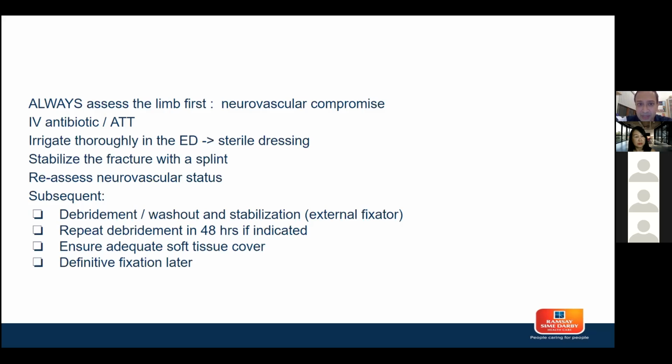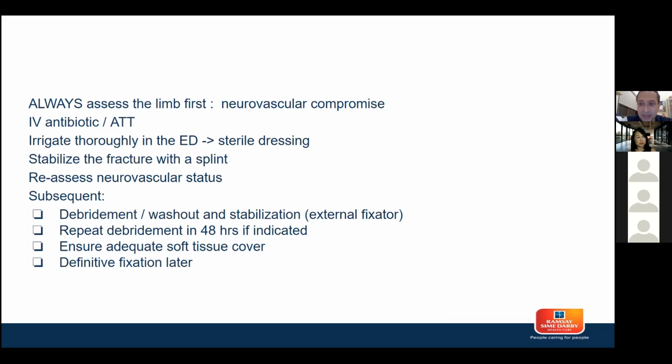So you have to assess whether the distal circulation is intact, if they can at least move the toes or have lost sensation somewhere. Okay, management wise, always start with IV antibiotics, tetanus, irrigate the wound thoroughly in the ED, apply sterile dressing, and stabilize the fracture with a splint. So you don't need to get perfect alignment, but you need the leg to be pointing in the right direction at least, and splint them.